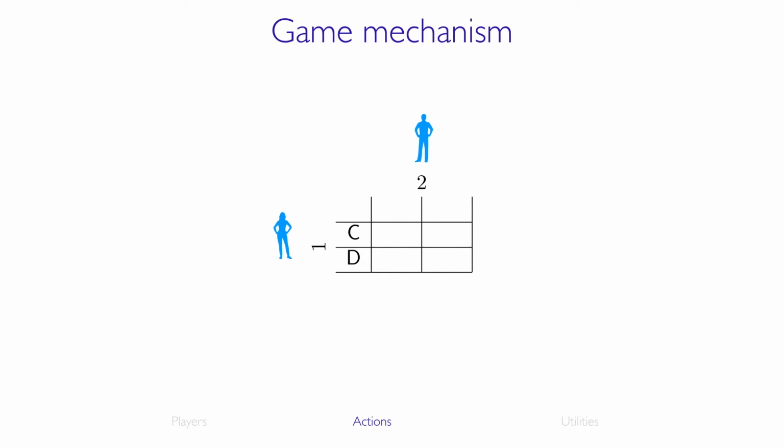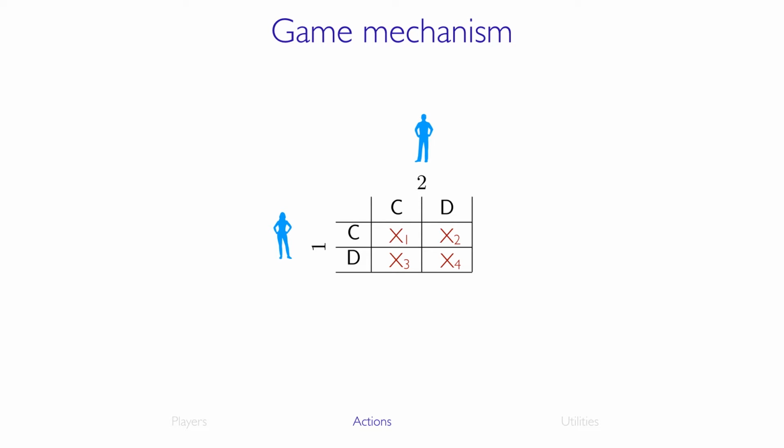We focus on player 2, whose actions are C and D. Each combination of actions of player 1 and player 2, for instance C for player 1 and D for player 2, identifies an outcome of the game. That is, in a cell we have in principle a different outcome.